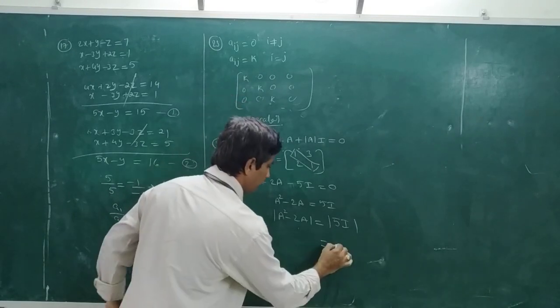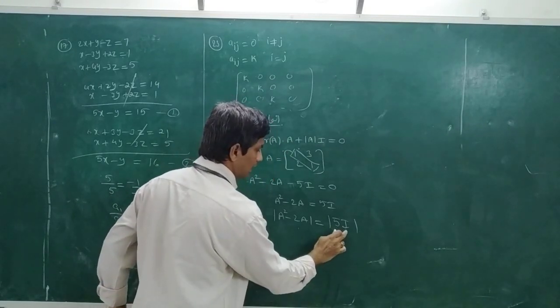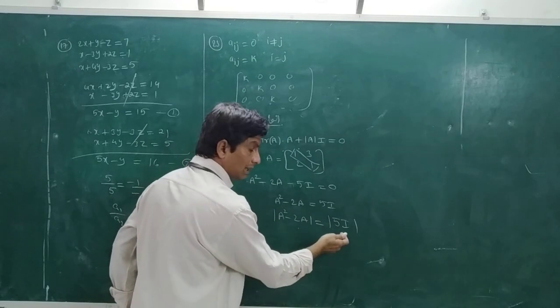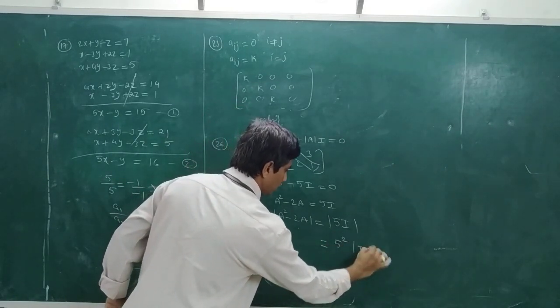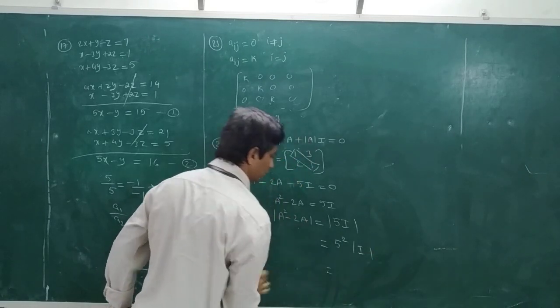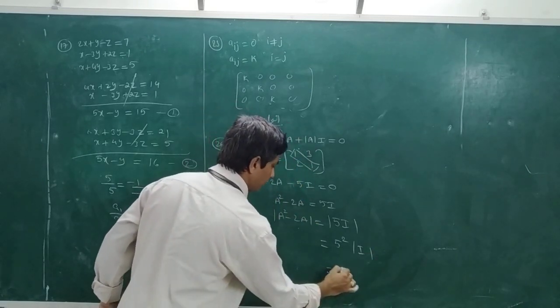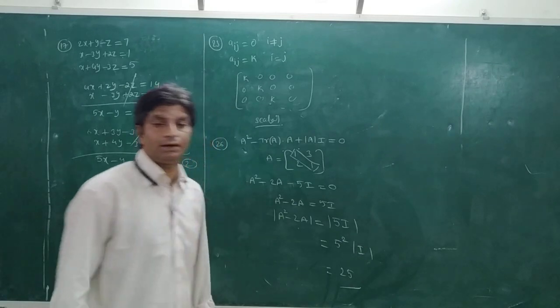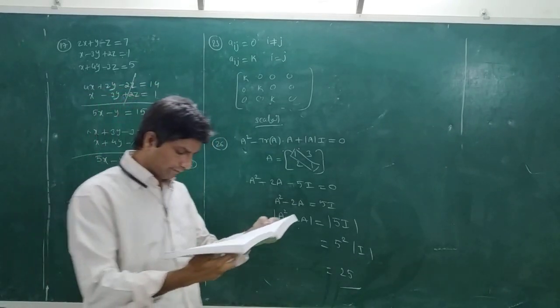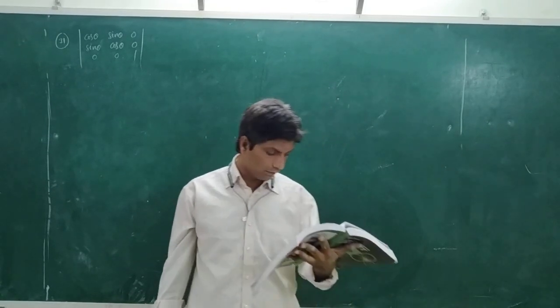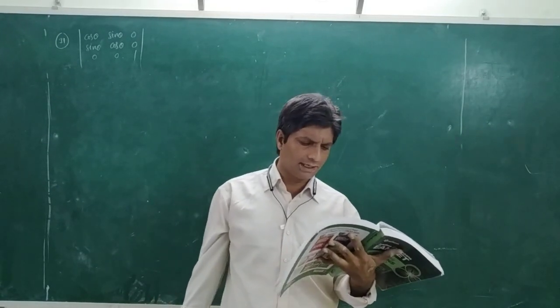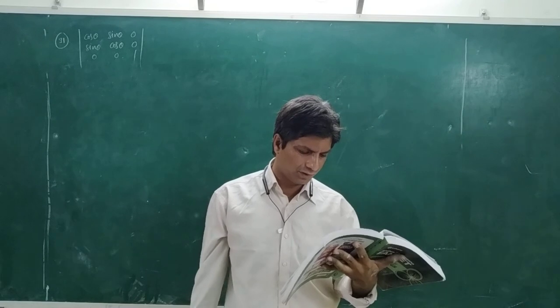So 5 power what? What is the order of the matrix? Since this is a 2 cross 2 matrix, n means 2. So 5 power n, 5 square, into determinant of I. 25 into what? Determinant of I is 1. Answer is 25. So the 26th problem is over. 27, 28, 29 and 30 also we can do.